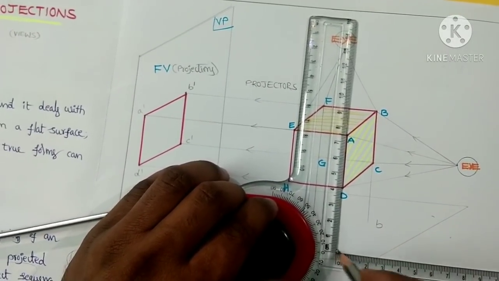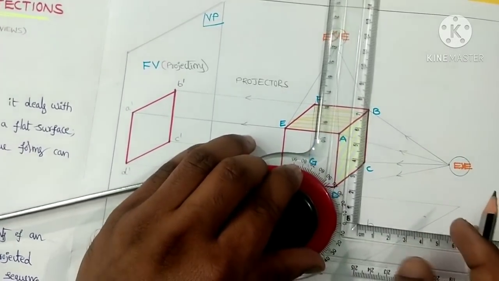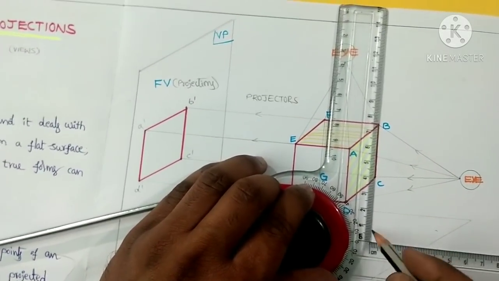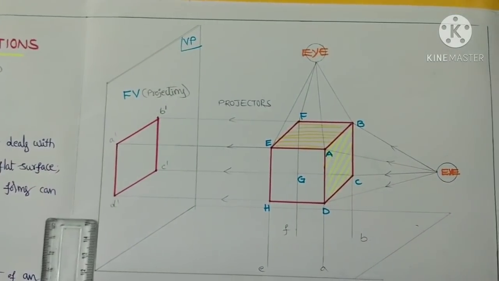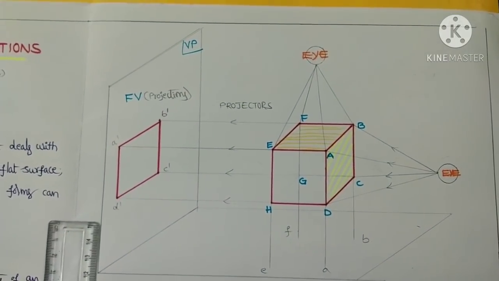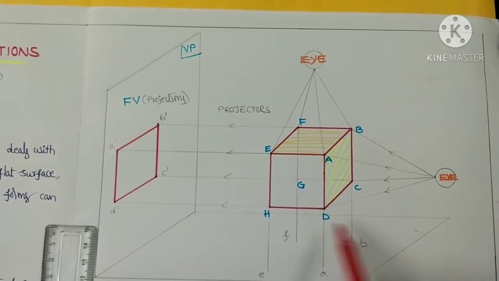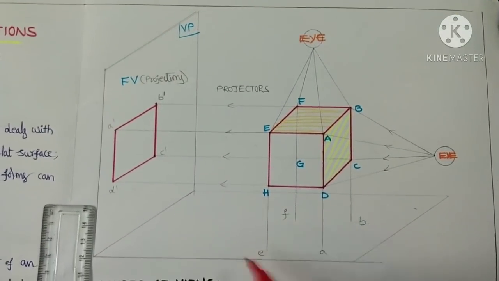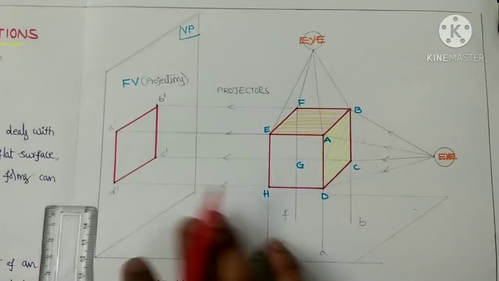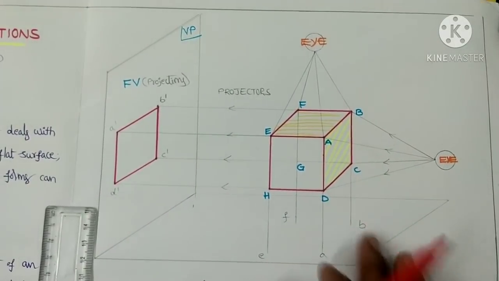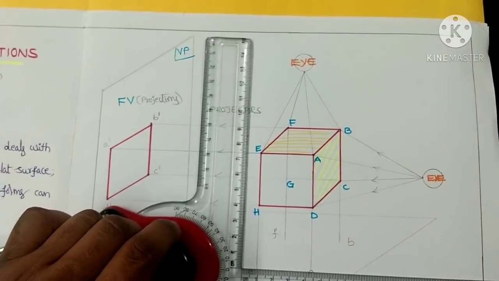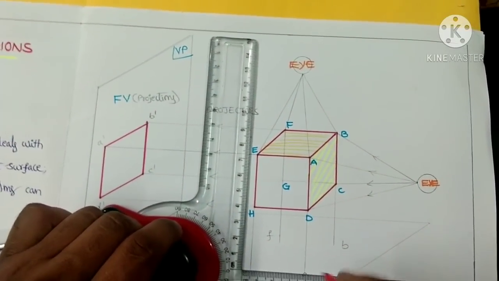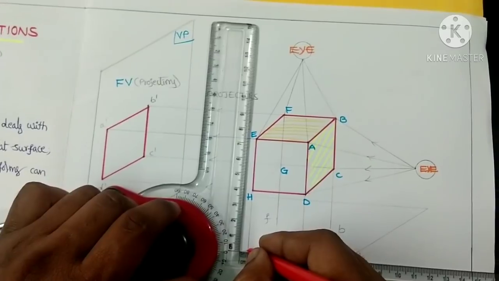Finally, here we got all the points by joining them, and if you observe these projectors, all are parallel to each other and perpendicular to this horizontal plane. So the obtained view is called orthographic projection. And let me show you this one.